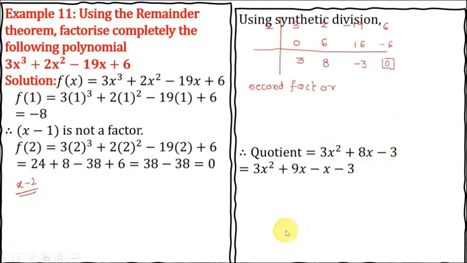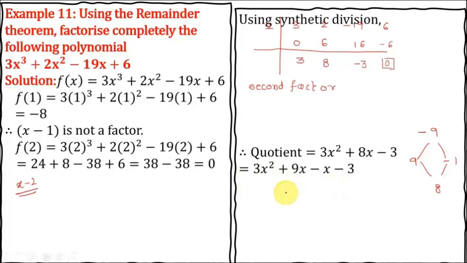You will get here minus 9. And to factorize this, we require the product minus 9 and sum 8. What are the numbers? The numbers are plus 9 and minus 1. Therefore 3x square plus 9x minus x minus 3.